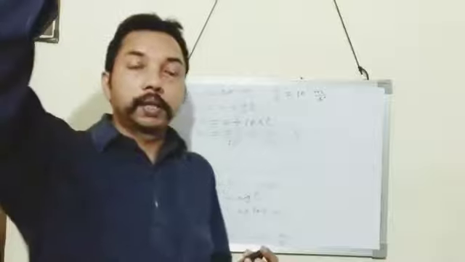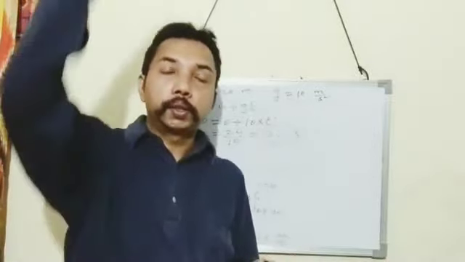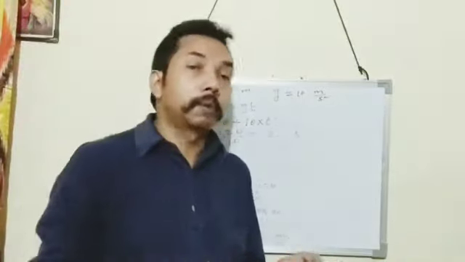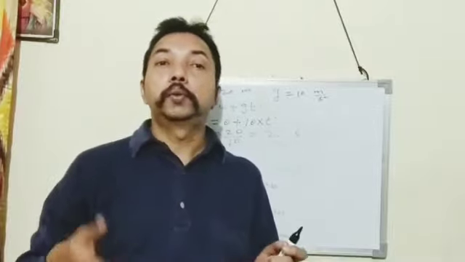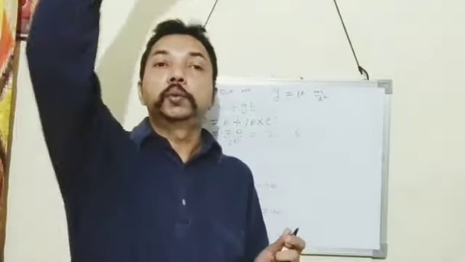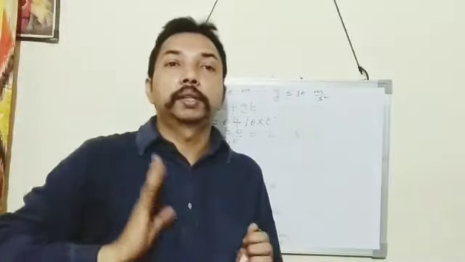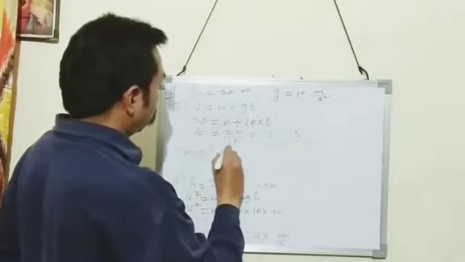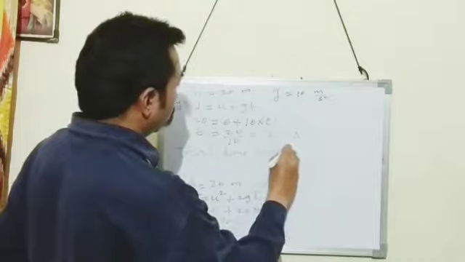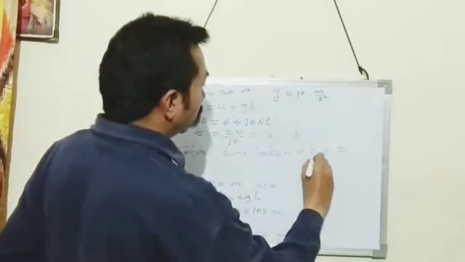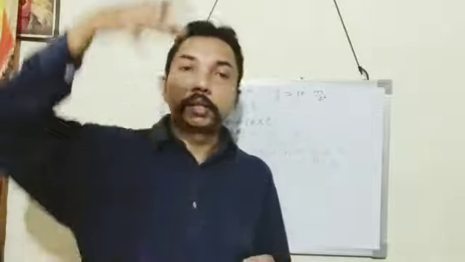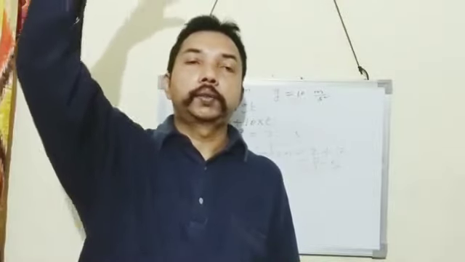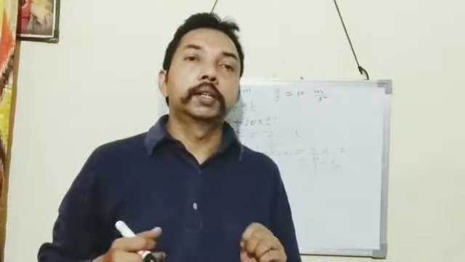2 seconds is taken to come from the maximum height to the ground, and 2 seconds is also taken to go from the ground to the maximum height. So the total time taken is 2 plus 2, which is equal to 4 seconds.